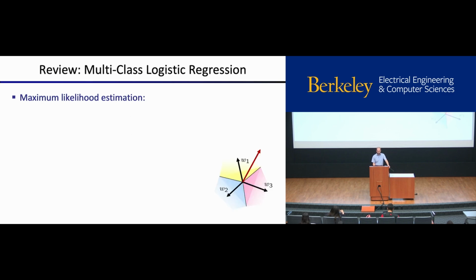Okay. Multi-class logistic regression. Same idea, really, but it just gets a little more complicated with all the symbols we're dealing with. So this is the same as before.